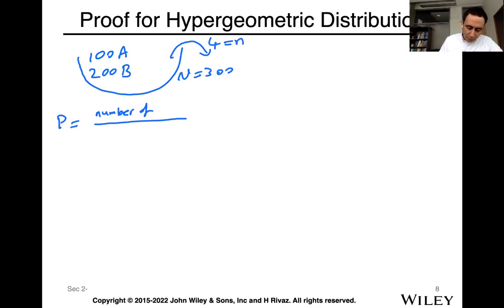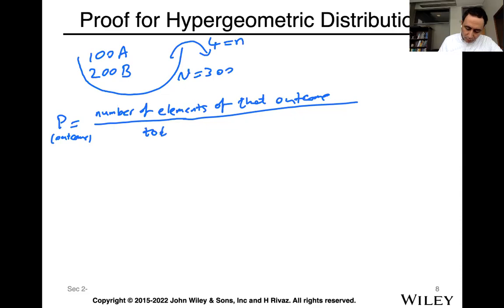So remember, probability of an outcome is equal to the number of elements of that outcome divided by the total number of outcomes, right?